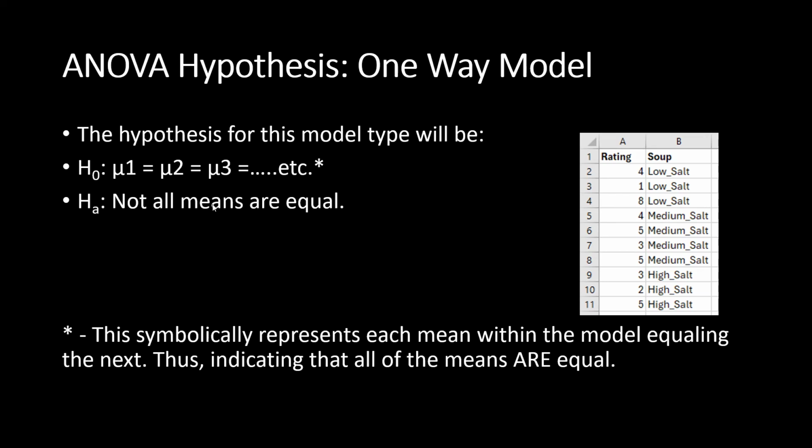The alternative is not all means are equal. So in this case, it's 1, 2, and 3, and that's it. But if we had 4, we would have it here. And if we only had 2, it would be mu 1 and mu 2. And that depends on the number of categorical designations.